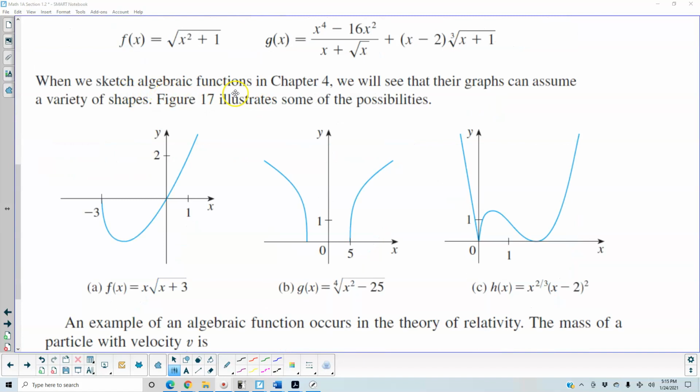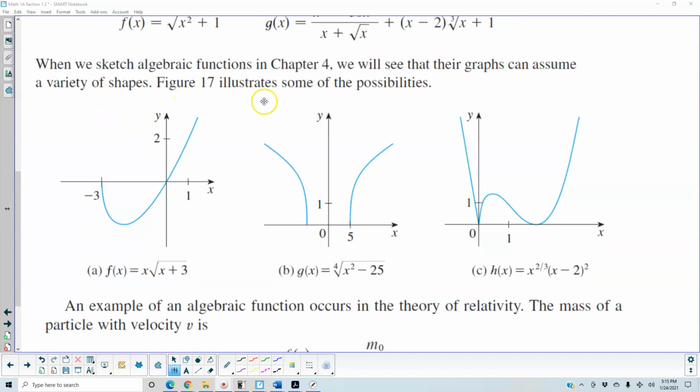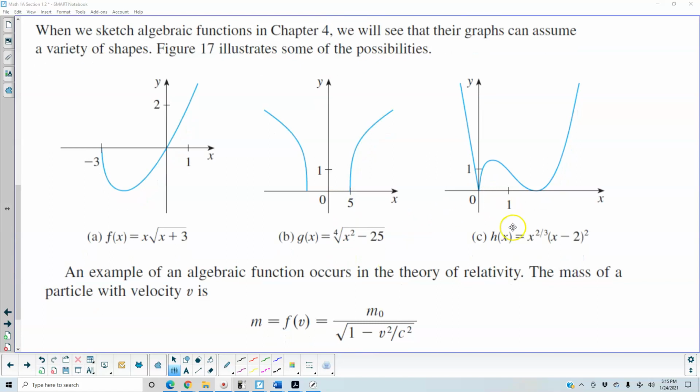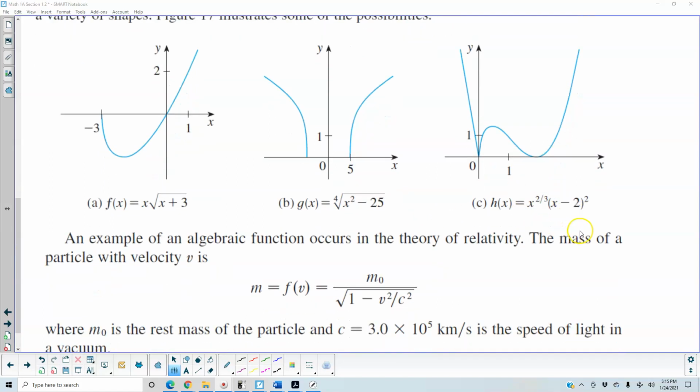When we sketch algebraic functions in Chapter 4, we will see that their graphs can assume a variety of shapes. Figure 17 illustrates some of the possibilities. Here is the graph of x times the square root of x plus 3. Here's the graph of the fourth root of x squared minus 25. And here's the graph of x to the 2/3 times x minus 2 squared.